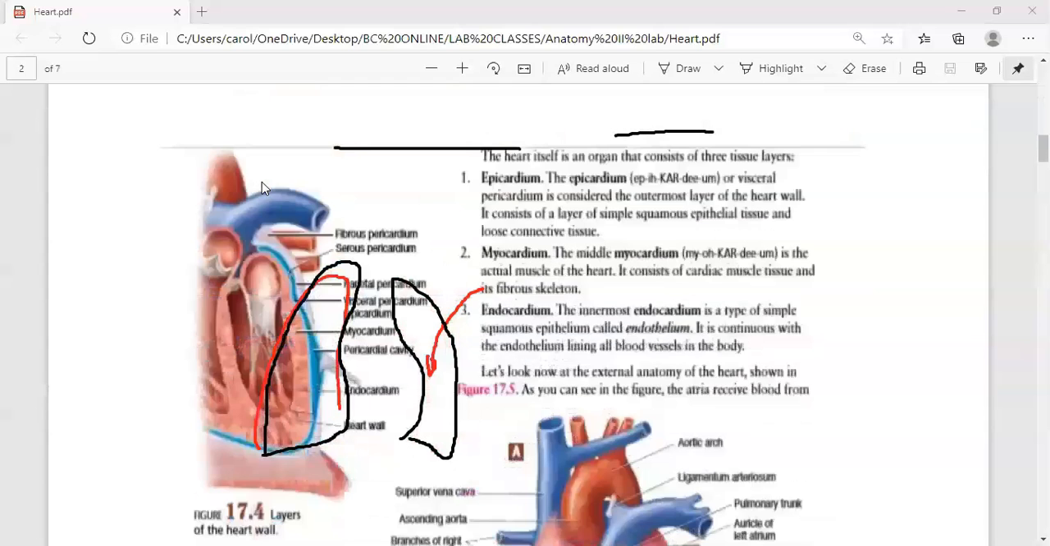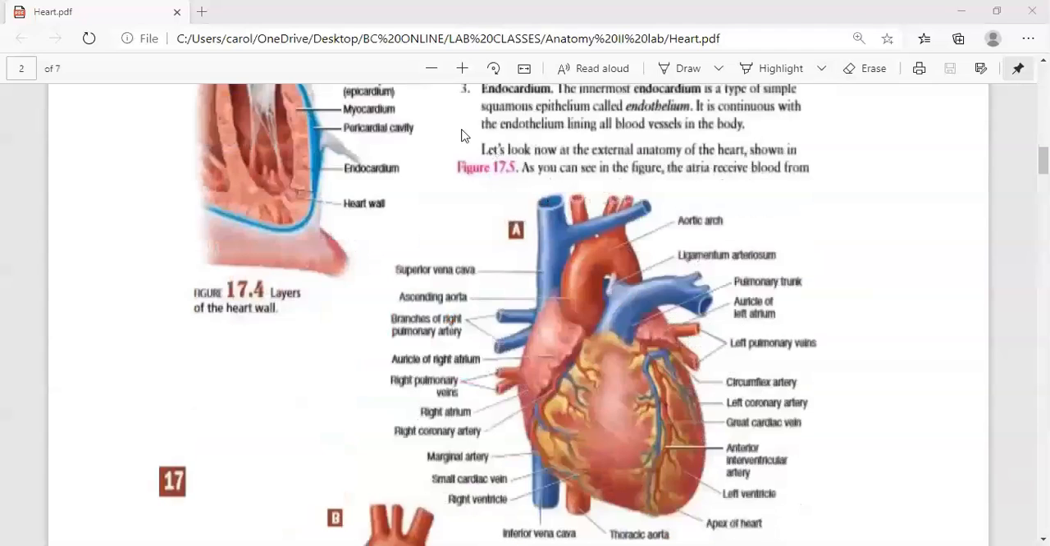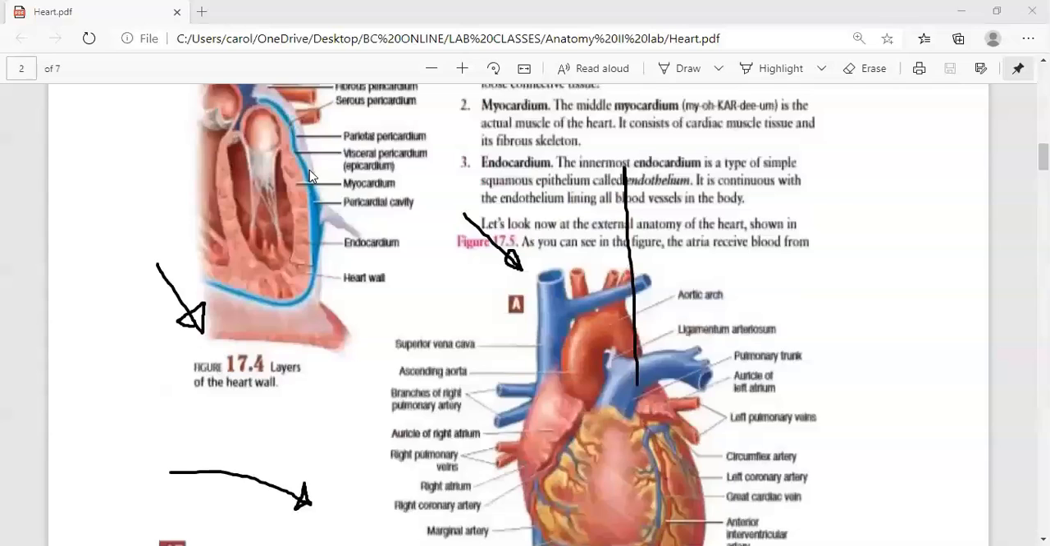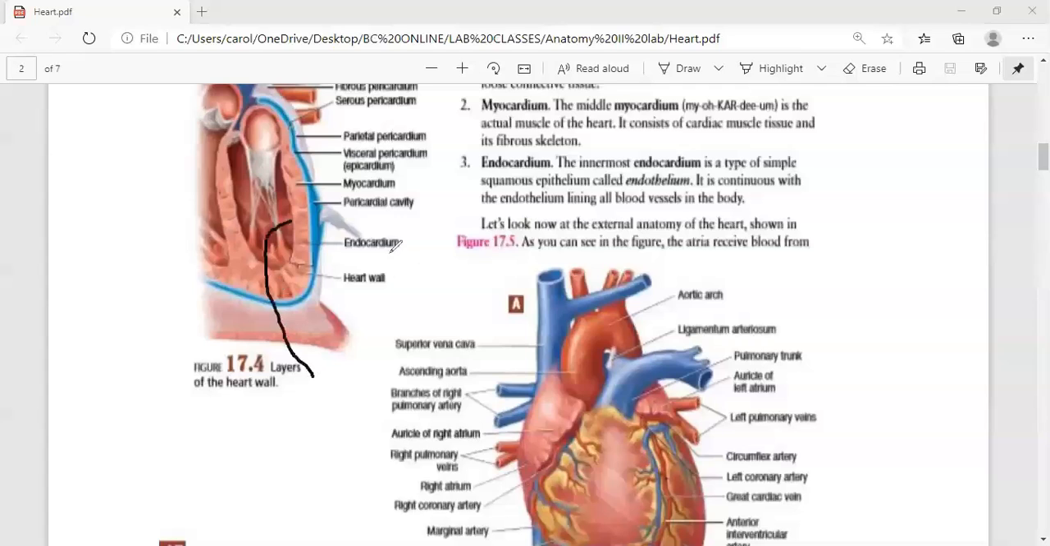If we keep moving down here, this is the frontal view of the heart. This one right here is the posterior view of the heart. But if we cut the heart, we can see that the heart has three layers. Endo is the inside, so that part right there is the endo. Here's the name, endocardium. The one in the middle, we said that's going to be the myocardium. That's where you have the most amount of tissue, which is going to be muscle. And then the epicardium is going to be the outside of the heart.